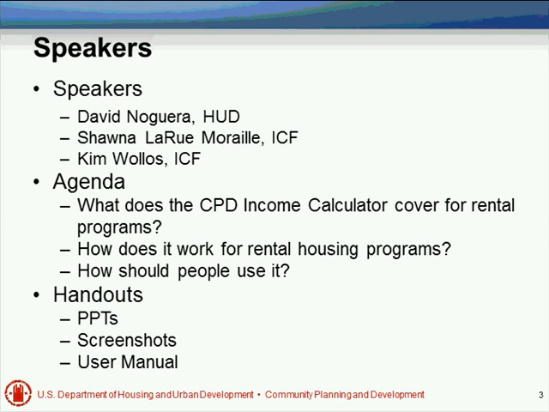For this presentation, we have 3 handouts. We have the PowerPoints that you see here. We also have screenshots and a user manual as well. Hopefully you can see the 3 pieces of paper in the upper right-hand corner of the webinar presentation, and you can download those after the presentation as well.